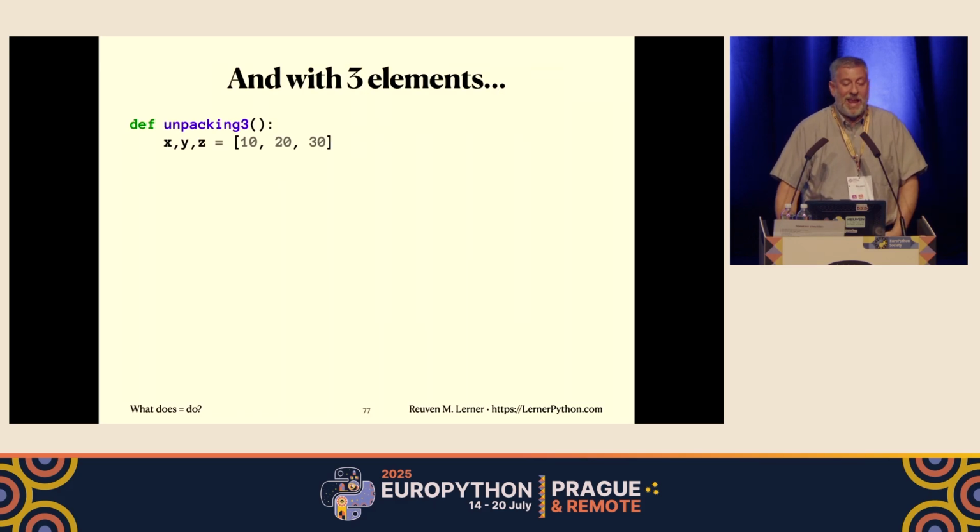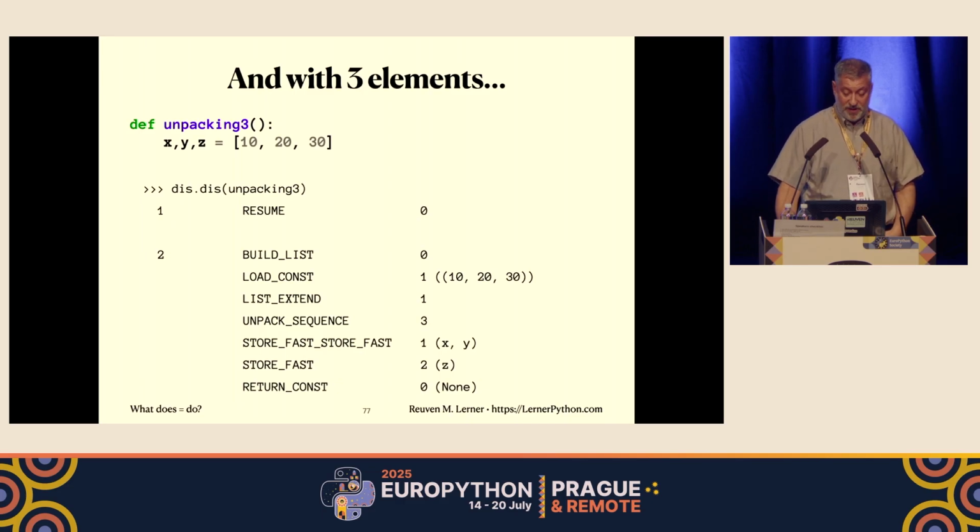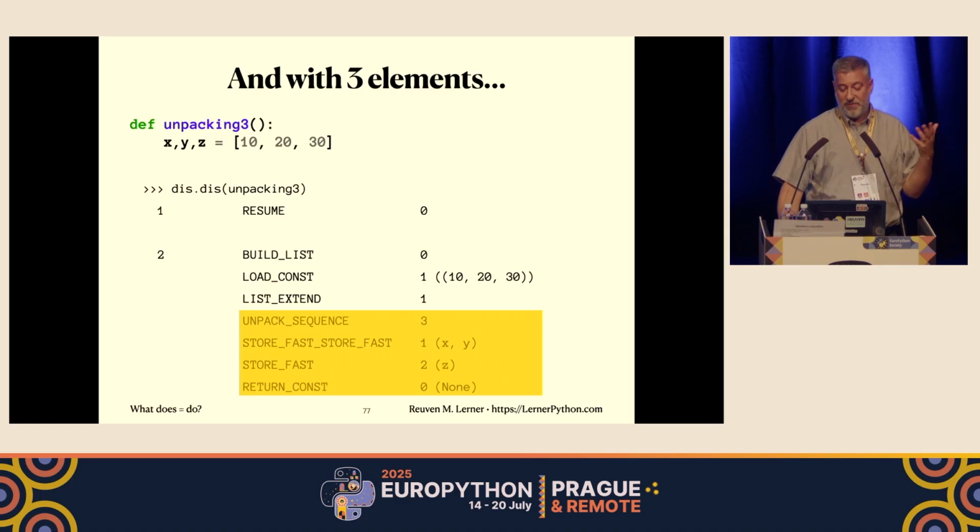And with 3 elements, the same sort of thing. It'll unpack sequence 3, and then it will do store fast for 2 of them, and then store fast for the 3rd, and it's done.